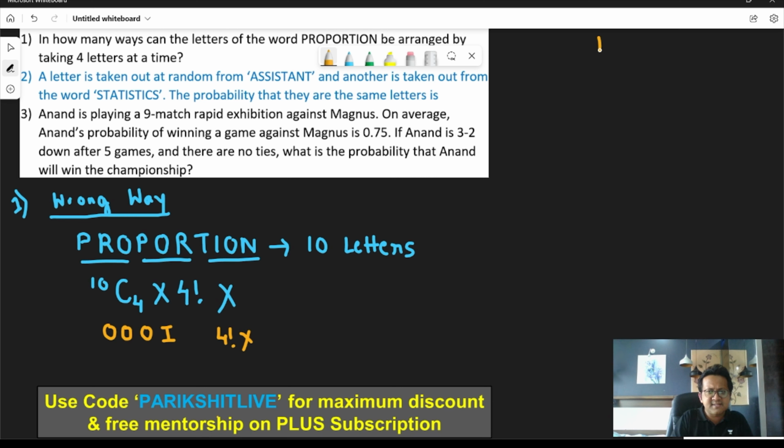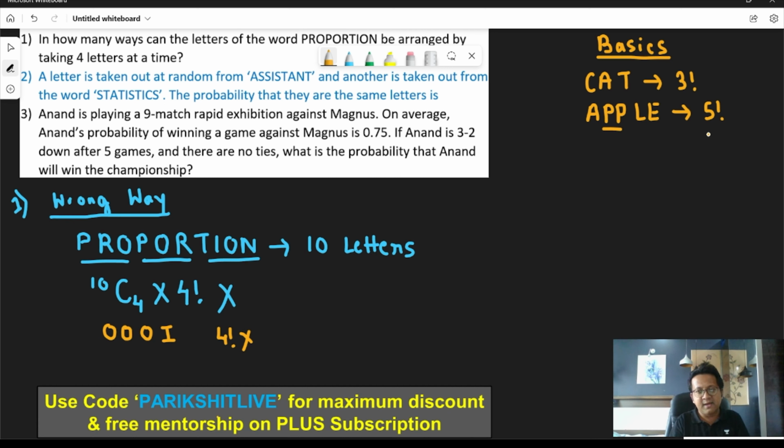Let's look at the basics. If I ask you a very simple question, in how many ways can you arrange the letters of the word cat? The answer is very simple, 3 factorial. Correct? No doubt about this. Similarly, if I ask you, in how many ways can you arrange the letters of the word apple? You can't tell me the answer is 5 factorial. Why? Because there are 2 P's. And because there are 2 P's which are repeating, you have to divide by 2 factorial. This is the basic. Apple has 5 letters, out of which 2 letters are repeating. Hence, you have to divide by 2 factorial.